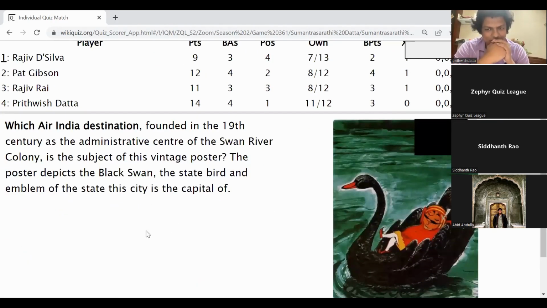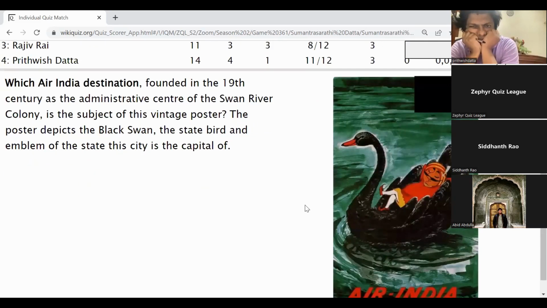Rajiv, this is now your second question. Which Air India destination, founded in the 19th century as the administrative center of the Swan River colony, is the subject of this vintage poster? The poster depicts the black swan, the state bird and emblem of the state. This city is the capital of which Air India destination?